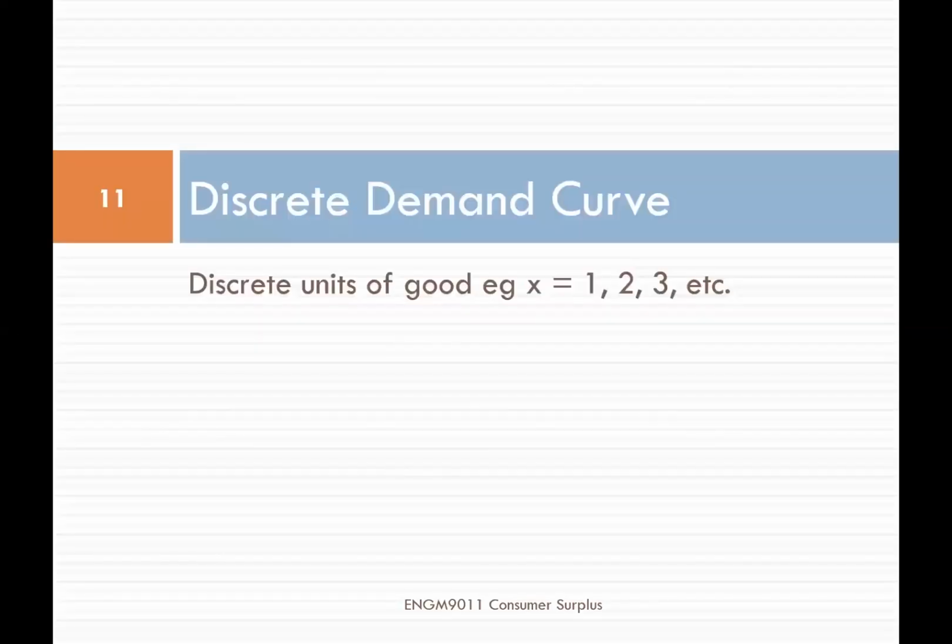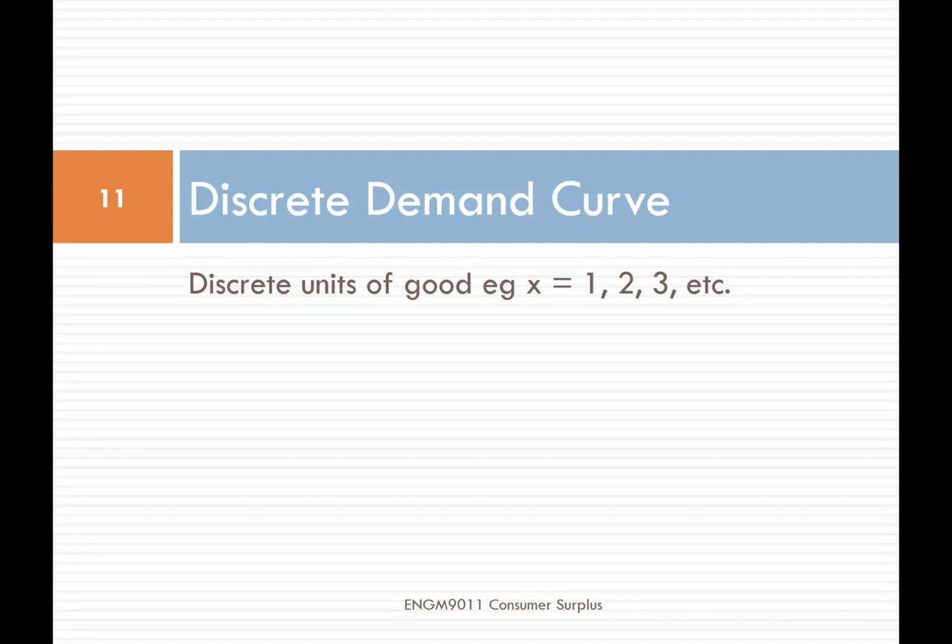Okay. So that's the first part, quasi-linear utility. And we're going to come back to that in a second. The second part we're going to do is say that goods can only be consumed in discrete amounts. So we're going to make them whole numbers. You can buy 1 unit of the good, 2 units, or 3 units, and so on and so forth.